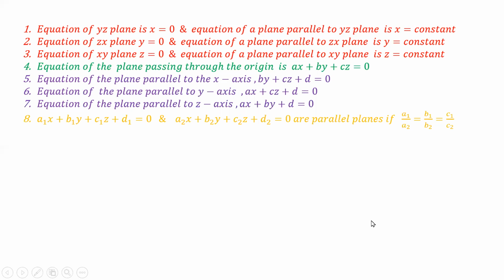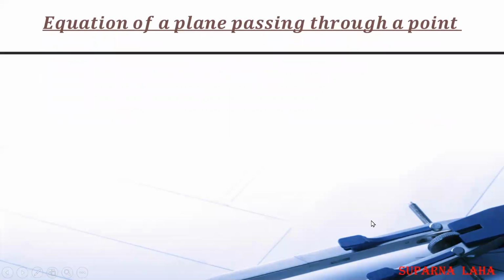Okay, now let us discuss the different types of equation of the plane. Here also you can find the Cartesian equation and the vector equation. So let us discuss the Cartesian equation first, and after that we will discuss the vector equation. So the equation of a plane passing through a point. What should be the equation?